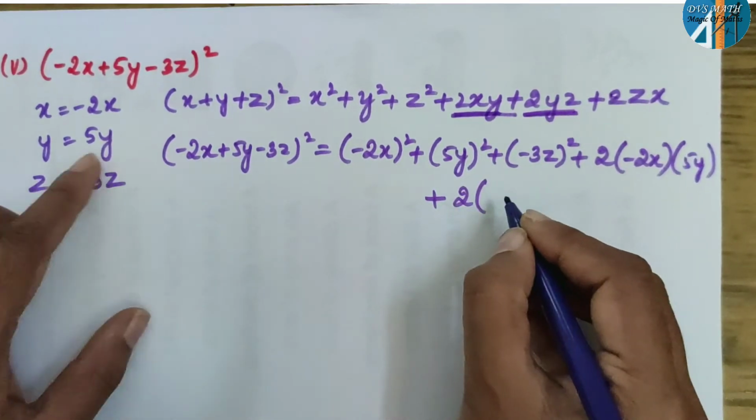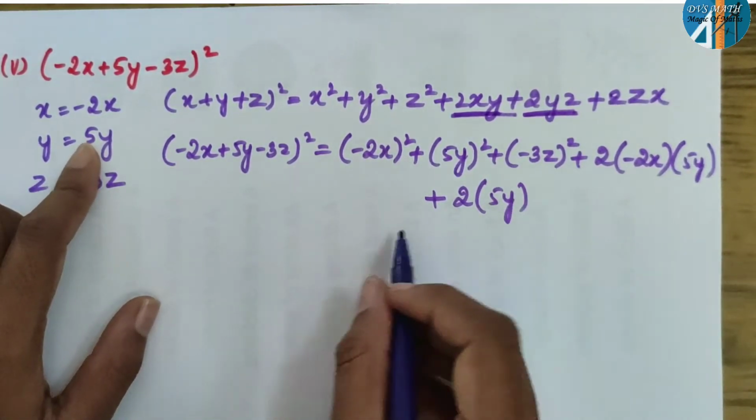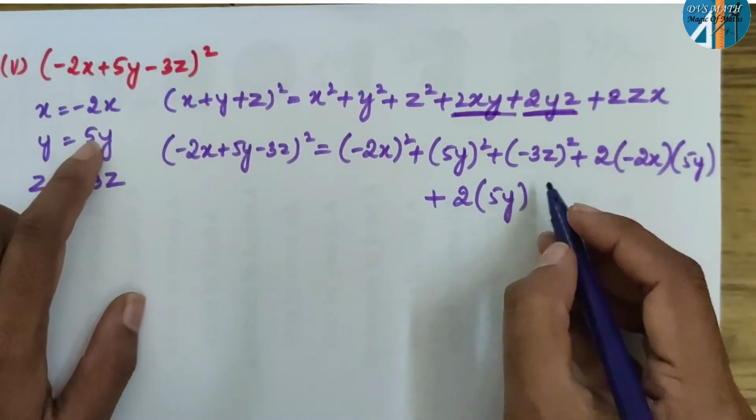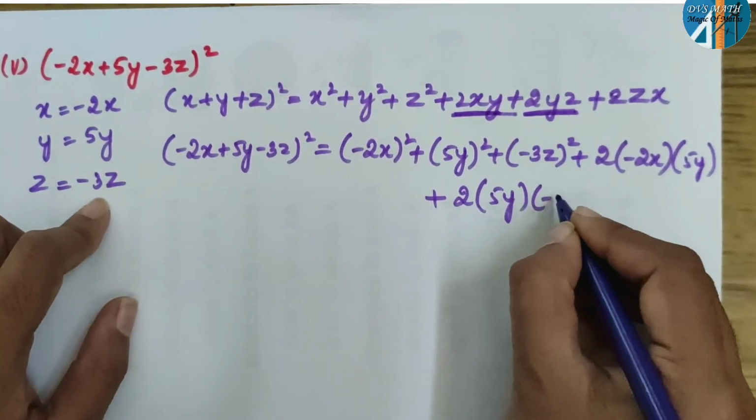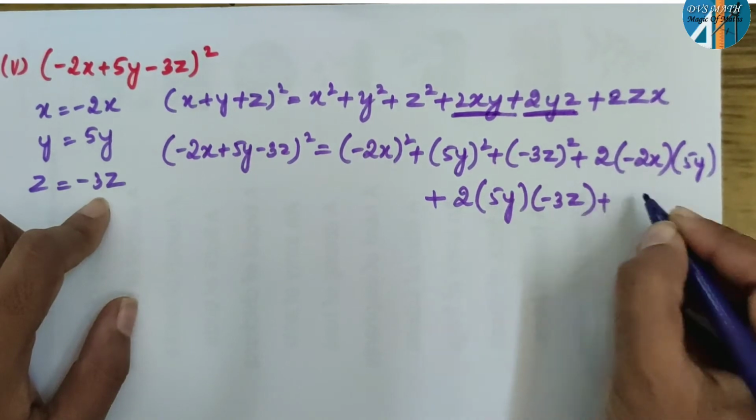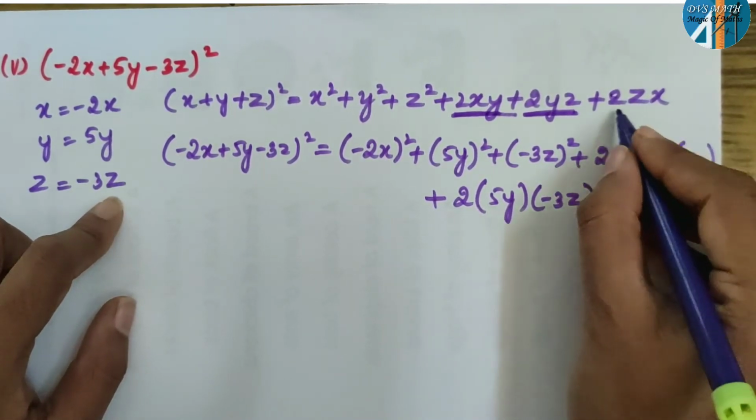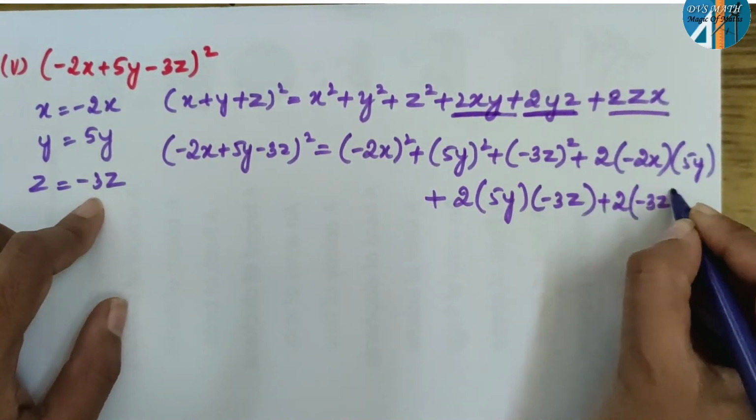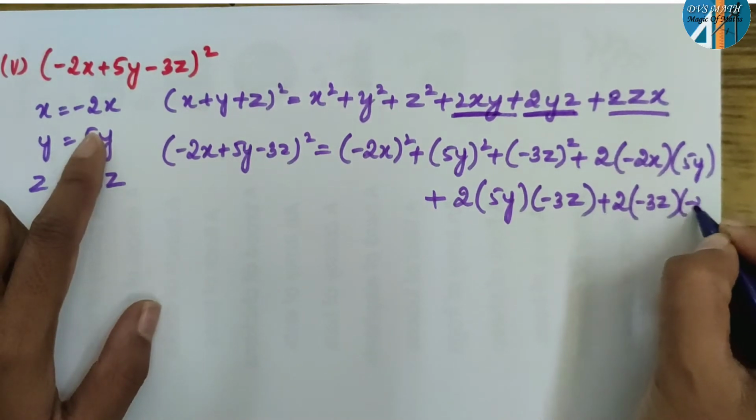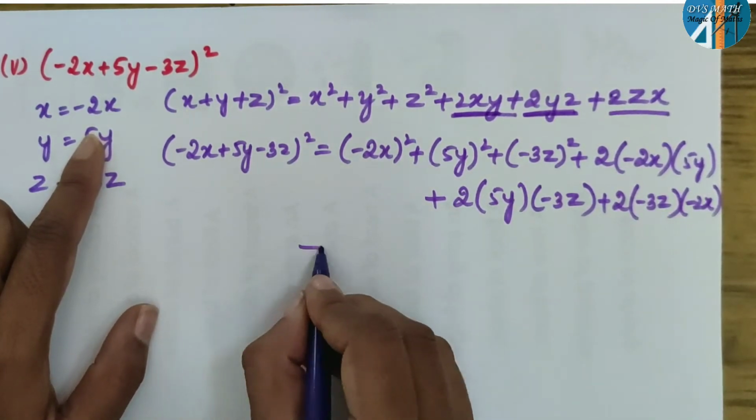Now plus 2yz. So 2, what is y? 5y. When you are substituting, be careful. Take these values. Next, what is z? Minus 3z. Okay. Plus 2zx. Z means minus 3z. X means minus 2x. Okay. Now let us simplify.